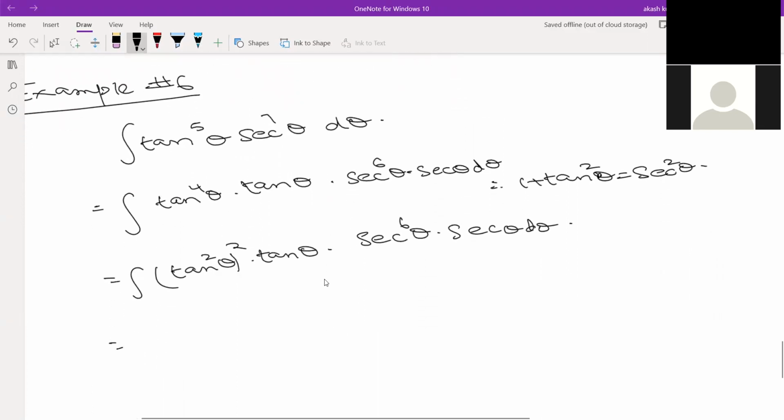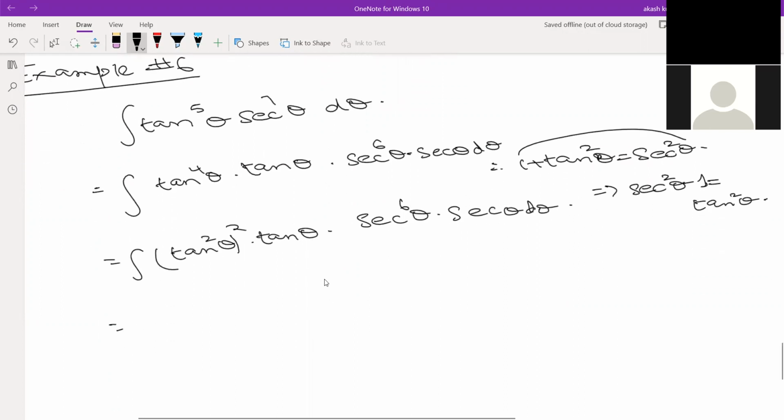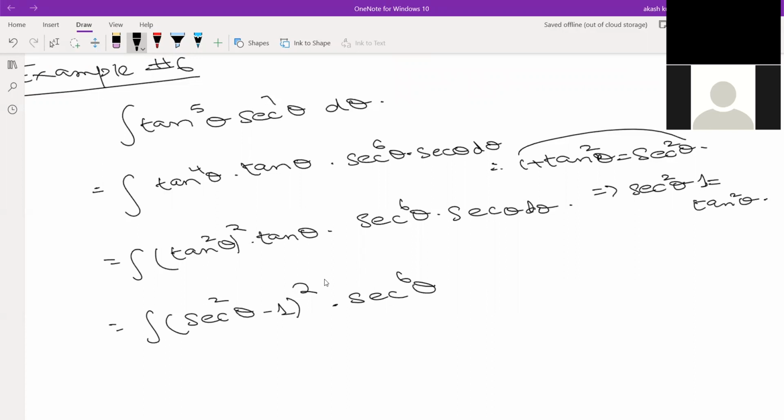Then my tan square theta will be sec square theta minus 1. Taking minus 1 to that side, sec square theta minus 1 is equal to tan square theta. So instead of writing tan square theta, I can write sec square theta minus 1 whole square, then sec 6 theta multiplied with tan theta sec theta d theta.